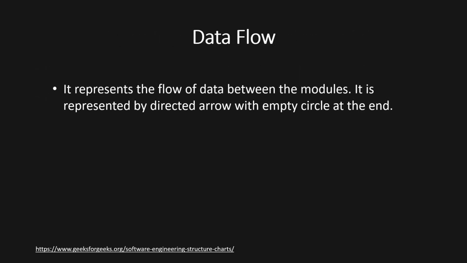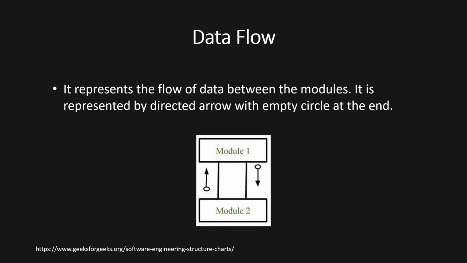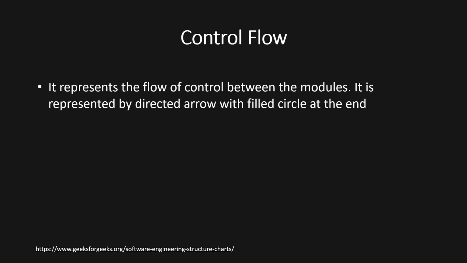The next symbol in a structure chart is the data flow symbol, and what the data flow symbol does is it represents the flow of data between the modules, as you would expect. It is represented by a circle from where the data is coming and an arrow pointing to where the data is going. In this chart you see communication happening from module 1 to module 2, and then module 2 to module 1.